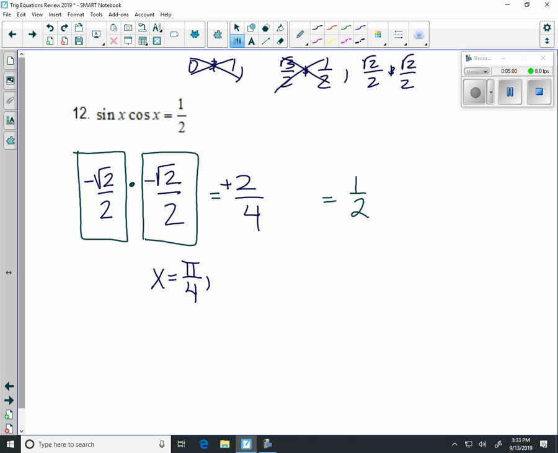And the third quadrant works as well, because that's where sine and cosine are both negative. And that is 5 pi over 4. Pi over 4 and 5 pi over 4 are right across the unit circle from each other. So to write your general equation, you're going to do plus pi k.